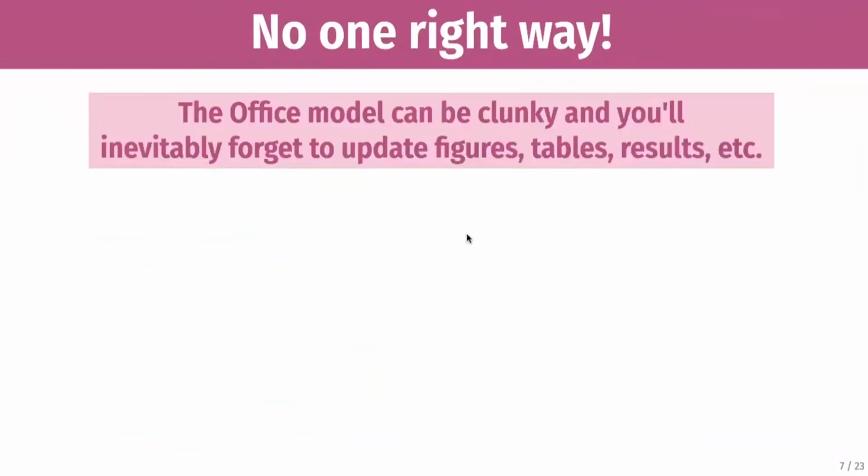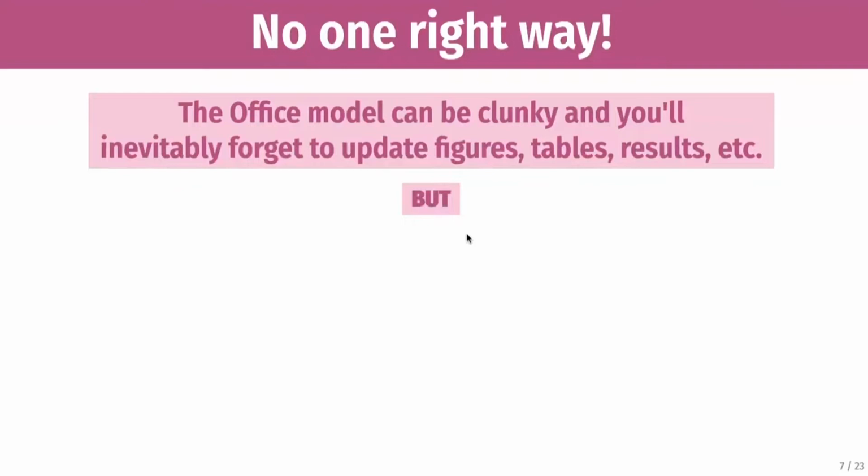There is no one right way to do this. This office model can be clunky when you have a big book project or a big research paper that has all sorts of stats in it. You'll inevitably forget to update one of your tables or one of your numbers. You'll say the average income for this group is blah, and that'll be in the middle of some paragraph somewhere, and then you'll get new data and you'll forget to go change that. You've all run into that in the past. I have for sure.